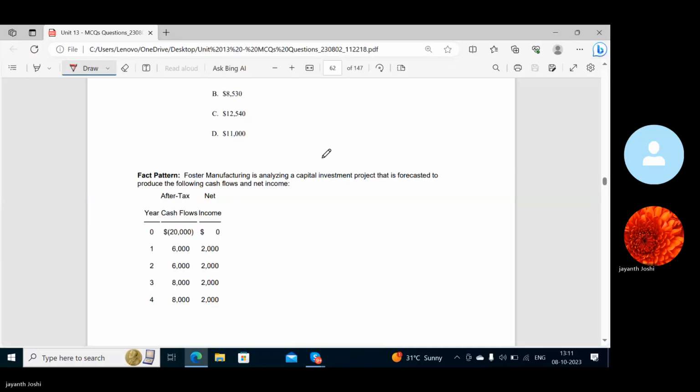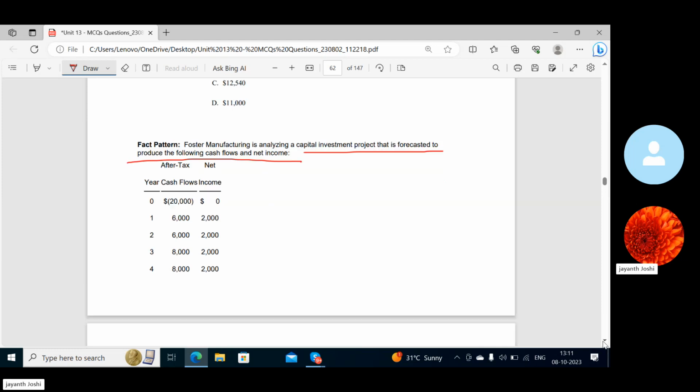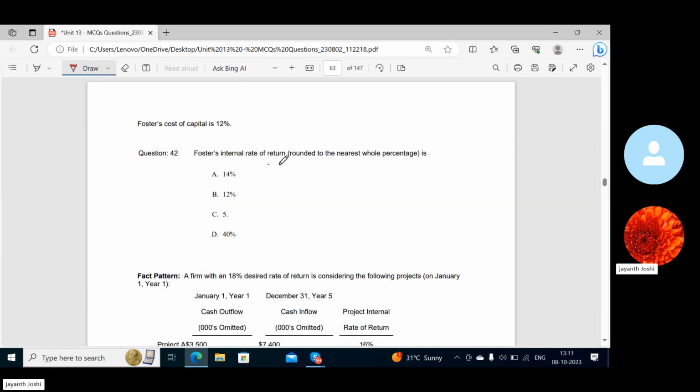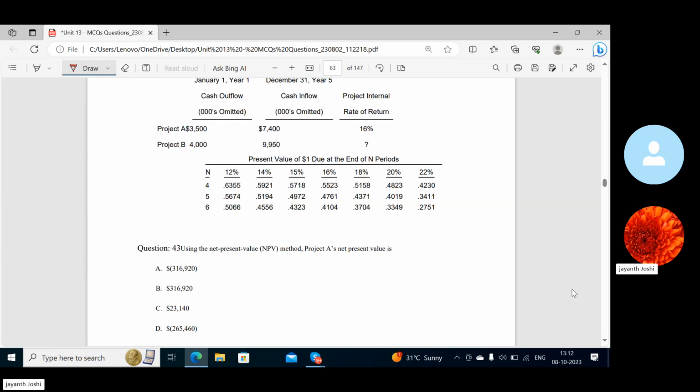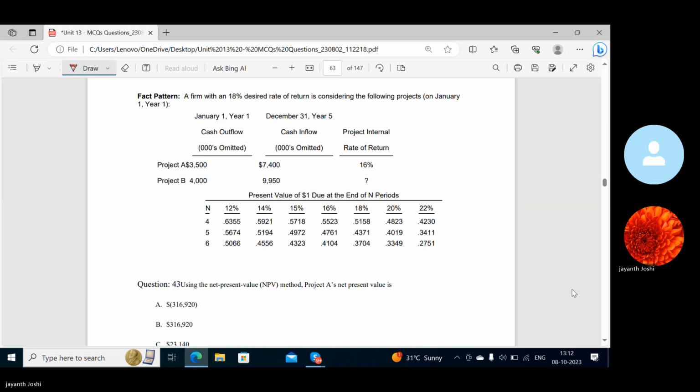Yes, sir. Okay. So the question is: Foster Manufacturing is analyzing a capital investment project that is forecasted to produce the following cash flows and net income. They're asking Foster's internal rate of return. So can you calculate this? It's a 40-second question I'm giving.